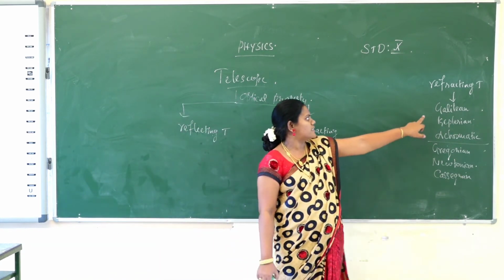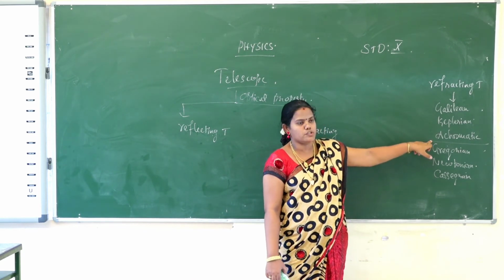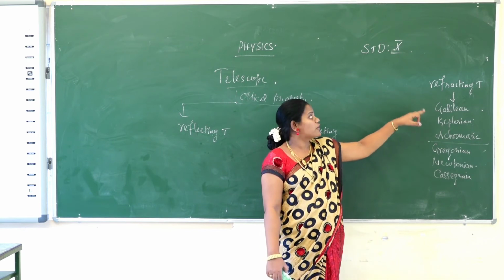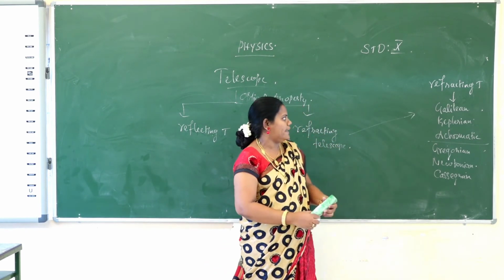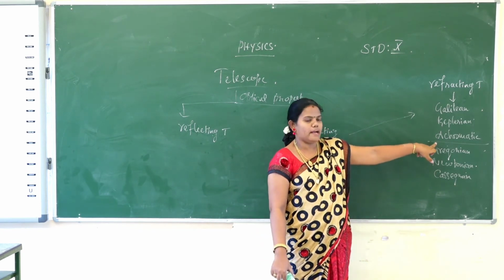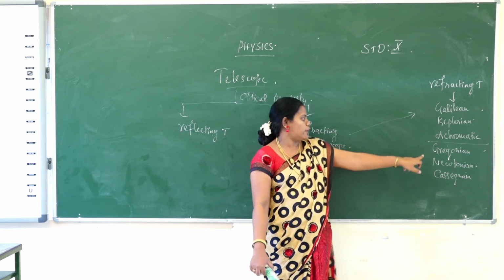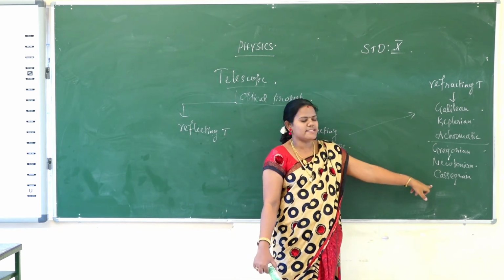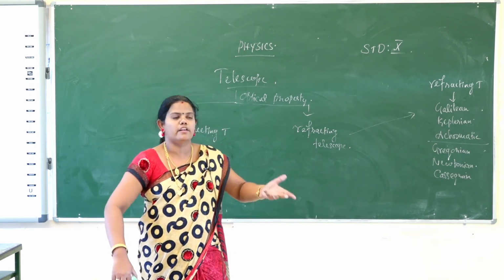Refracting telescopes are the Galilean telescope, Keplerian telescope and achromatic telescope. Those are all examples of refracting telescopes. Some examples of reflecting telescopes are Gregorian, Newtonian and Cassegrain. All other telescopes fall under reflecting and refracting.